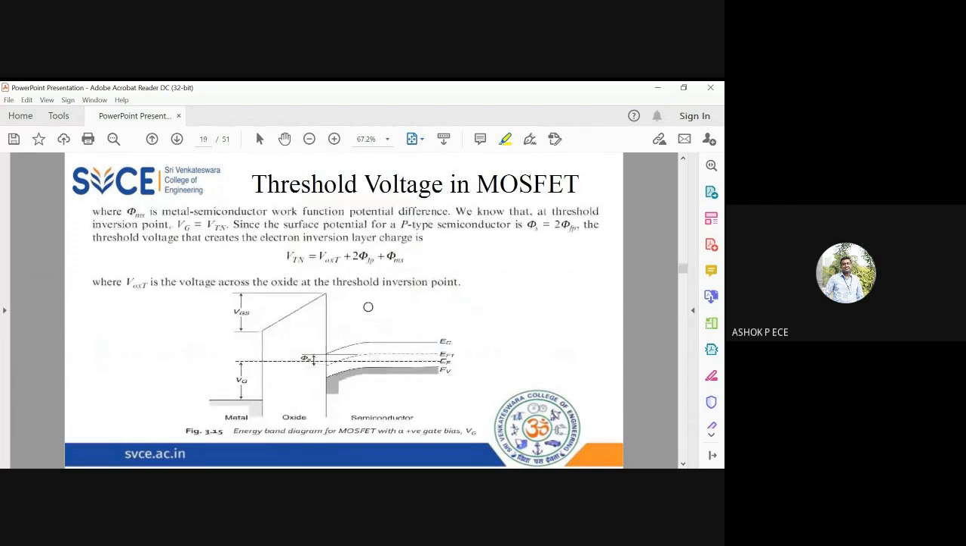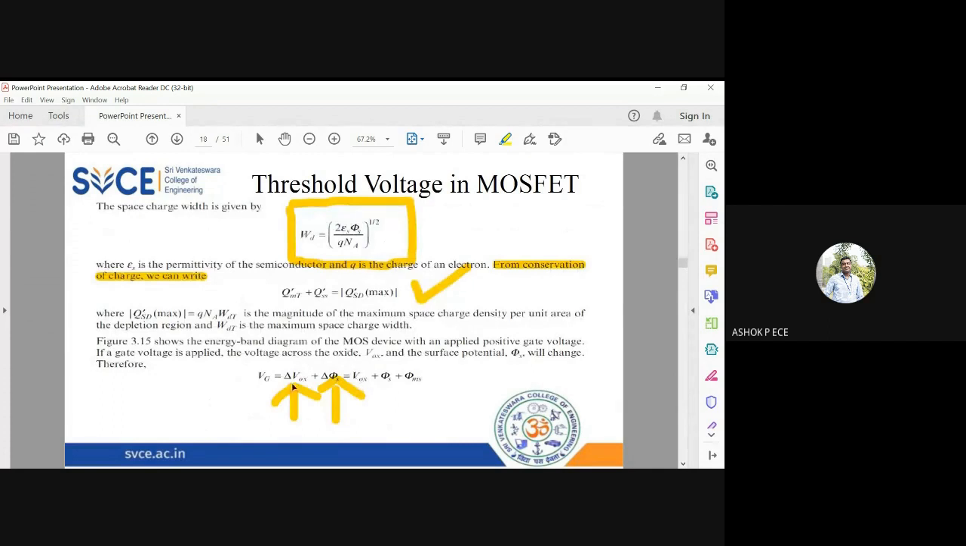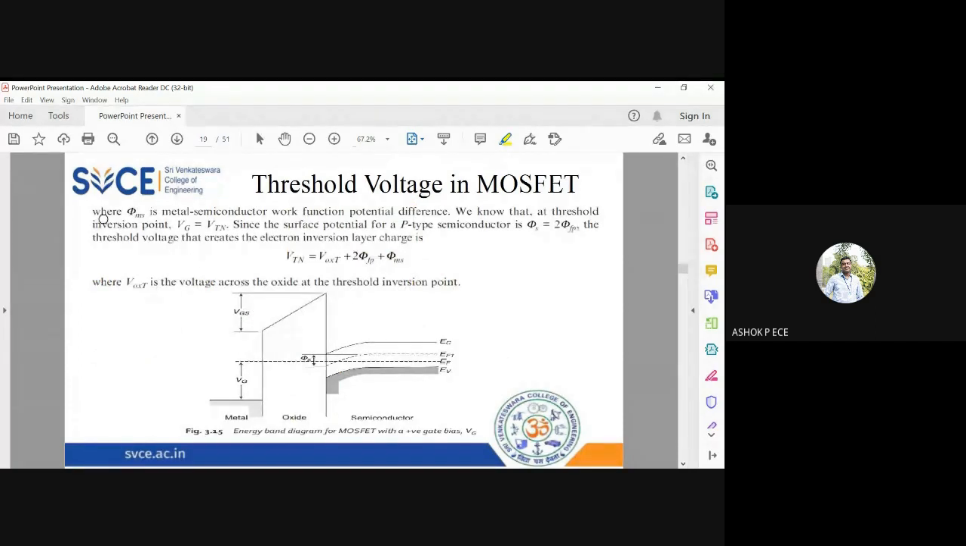So here you see I am removing all these delta. I am adding an additional constant phi ms. So delta V oxide plus surface potential plus phi ms. Okay, what is phi ms? It is the metal oxide semiconductor potential difference.